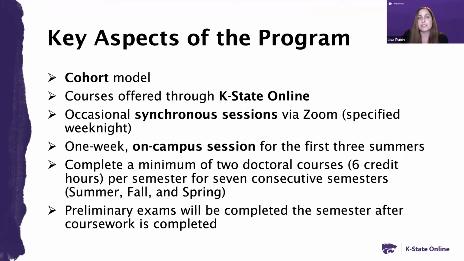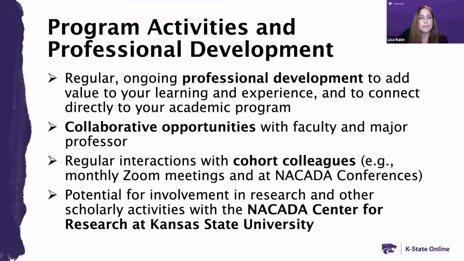This cohort model does require everyone to take classes together, meaning they're taking 6 credits or 2 courses together every semester for the first 7 consecutive semesters of enrollment. And that includes summer. So that is a big commitment, especially if you're working full time. We want to make sure people are aware of that commitment. After the coursework completion, we have a preliminary exam. You may have heard of it also called a qualifying exam at other institutions. This is to bring together all of the knowledge you have and showcase what you've learned in the academic advising context.